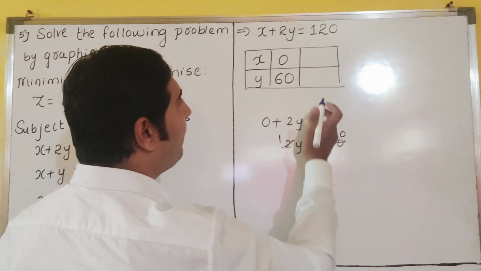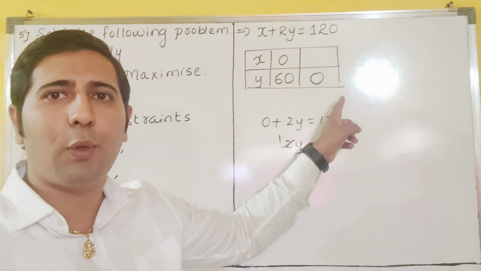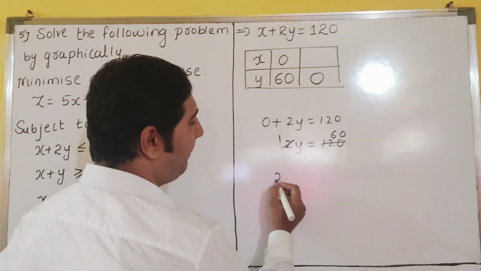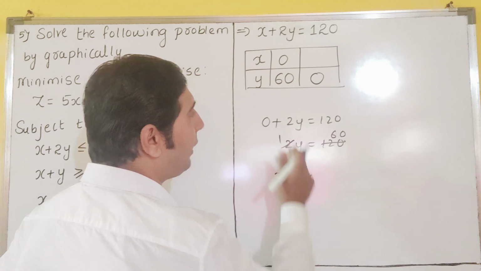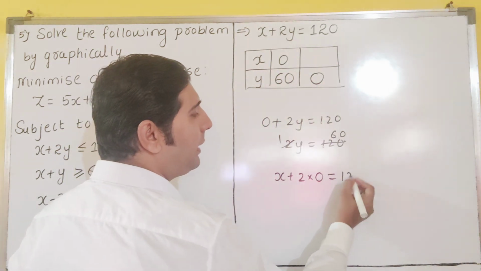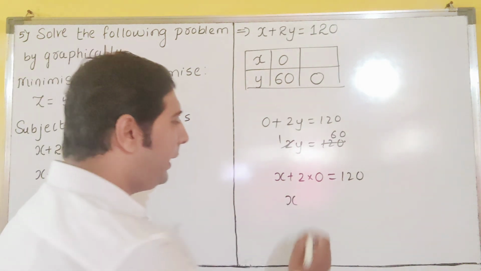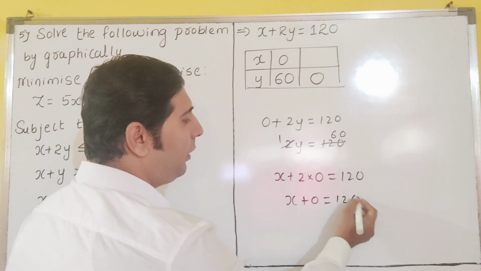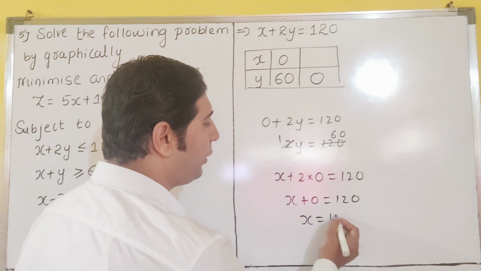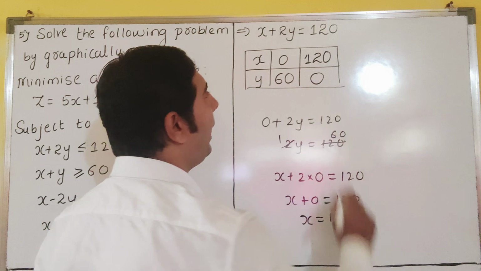Now you put y as 0. You have put x as 0, now put y as 0. What will happen? x + 2 into y, y value is 0, equal to 120. 2 into 0 is 0. x + 0 is x. x is equal to how much? 120, dear students. You got the answer 120.